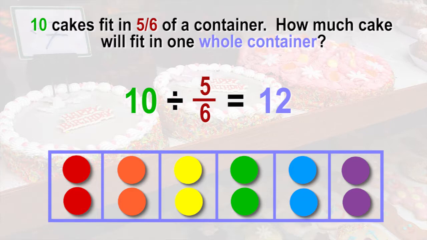In summary, let's look at the pattern used to solve these problems. Notice in each problem, we are dividing by the numerator and then multiplying by the denominator of the divisor. This is called the invert and multiply algorithm.